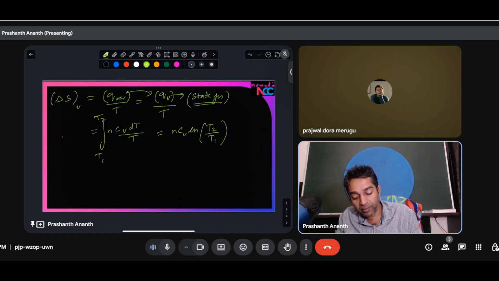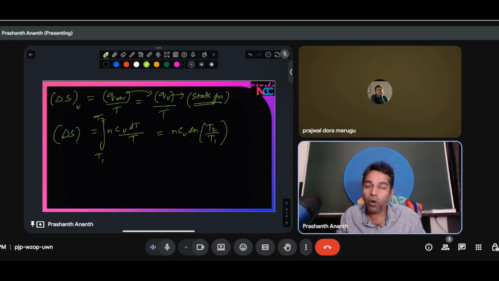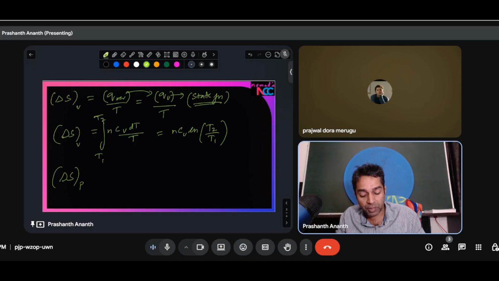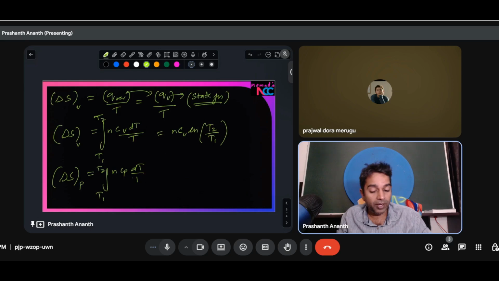So this is going to be my delta S for any constant volume process. If I was going to be having delta S for a constant pressure process, same kind of logic applies. We'll end up having it as integral from T1 to T2 of n Cp dT by T. Why? Because Qp works out as a state function.